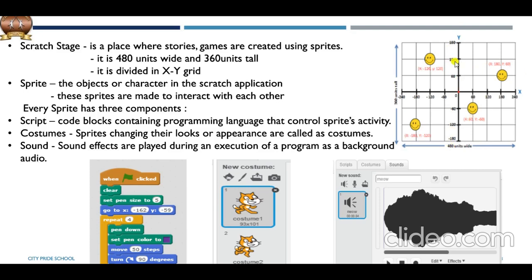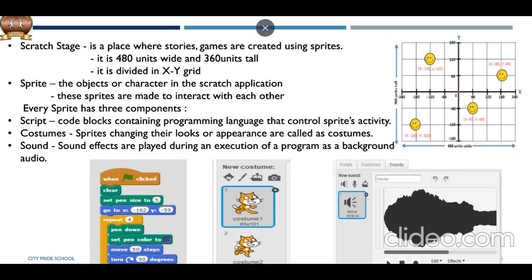So what are sprites? Sprites are the objects, or the characters, in the Scratch application. Whatever application you make, the sprite is the object or the character that we create in that application. One or more sprites can be there, and they can be made to interact with each other. Every sprite has three components.